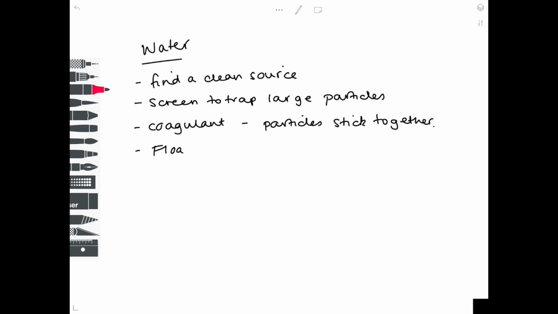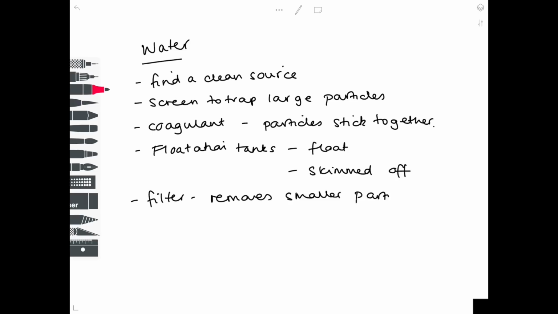Next up, flotation tanks. Make these particles float so they can be removed. They're literally skimmed off the top. Then we filter to remove smaller particles. Add chlorine, because chlorine, remember, it's a halogen, it's incredibly toxic, so that helps to kill the pathogens. But obviously we don't want to add too much chlorine because then it would be unsafe for us to drink. And then lastly, that water needs to be stored in a clean environment.